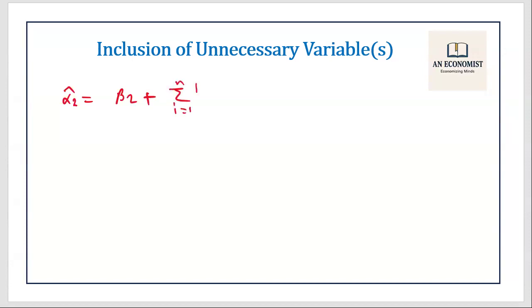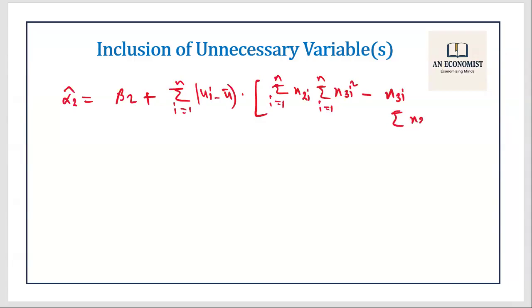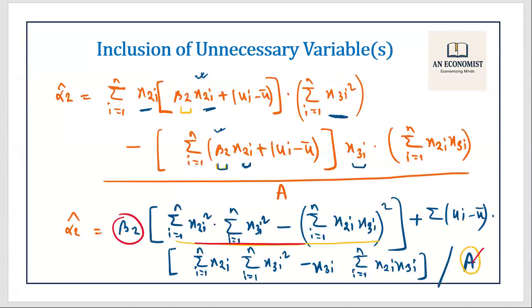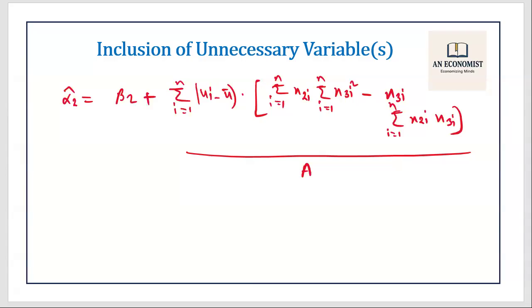Summation i from 1 to n ui minus u bar, and summation i from 1 to n x2i, summation x3i square, x3i, and then summation x2i x3i. And in the denominator of this entire expression, you will have this a term there. So basically, we have taken a on both sides, individually to both terms, to get this.